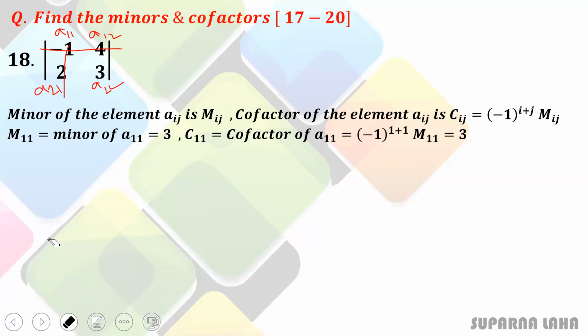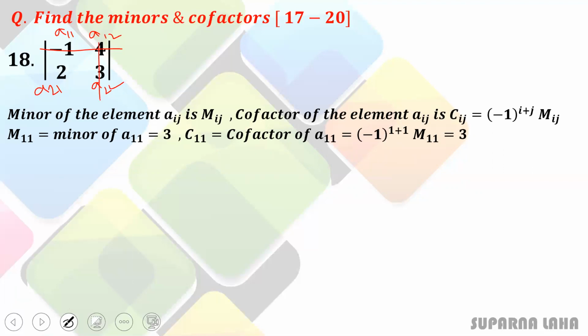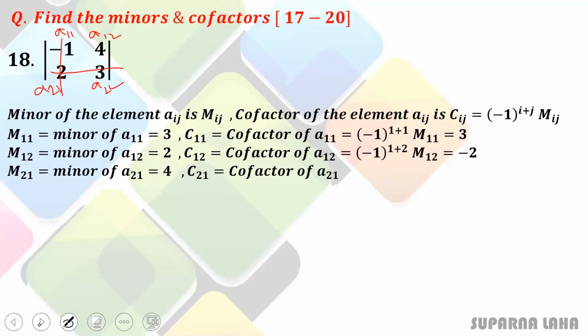And now remove this first row, second column, that is A12. The minor is 2 and the cofactor is minus 2, since 2 plus 1 is 3. So it will be minus 2. Now again remove the second row, first column. So the remaining number is 4 and the cofactor is given by minus of 4, since 2 plus 1 is 3. That means it will be minus 4.